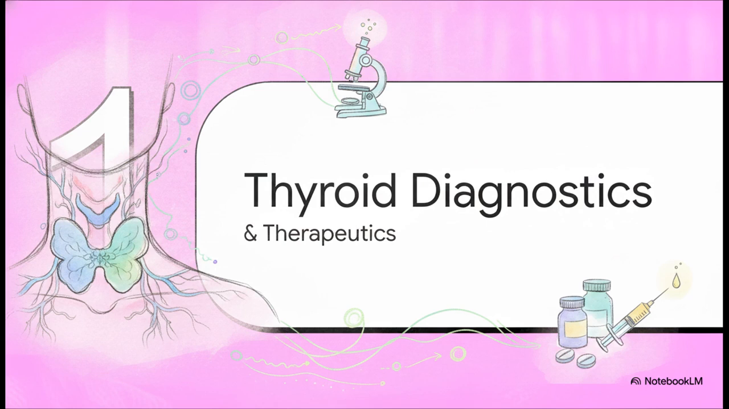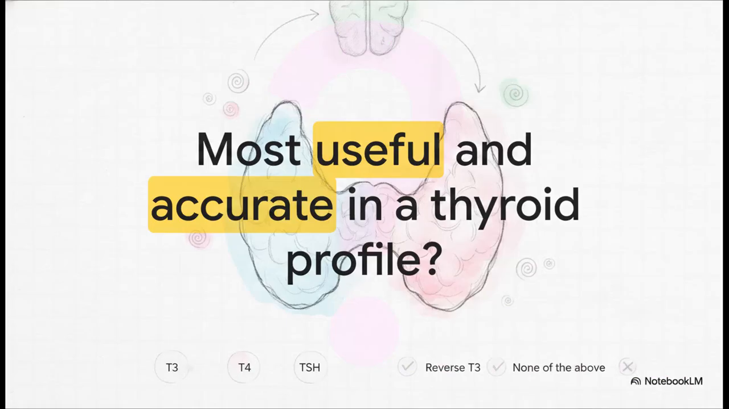So, Section 1, Thyroid Diagnostics and Therapeutics. We are starting right at the biochemical baseline to see how we accurately assess and monitor all that intricate thyroid signaling. Okay, consider this first clinical scenario. You need the absolute most useful and accurate baseline screening tool for a thyroid profile. Which of these markers do you actually trust? You've got T3, T4, TSH, reverse T3, or none of the above.